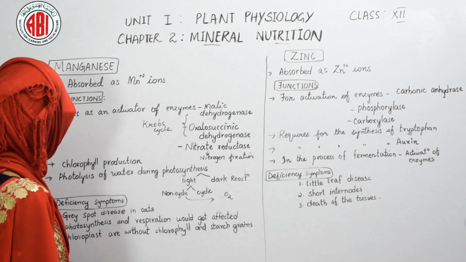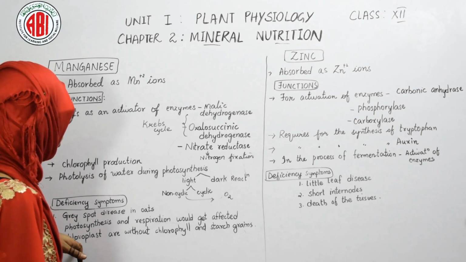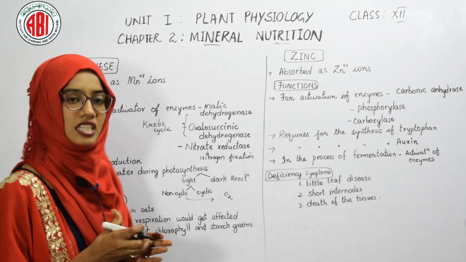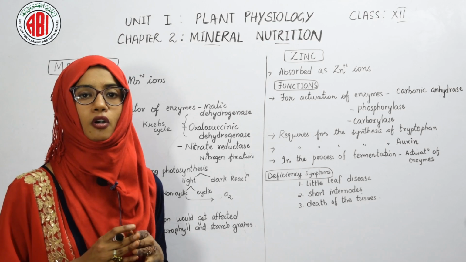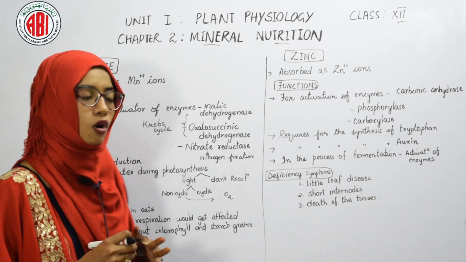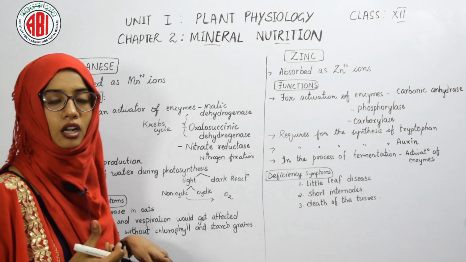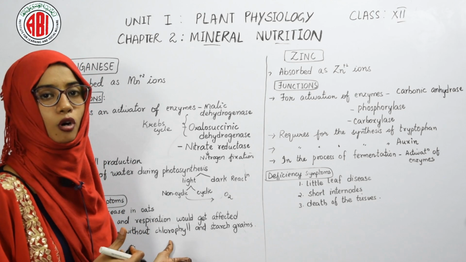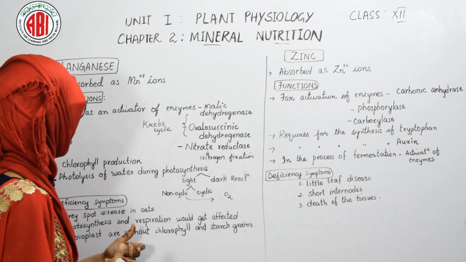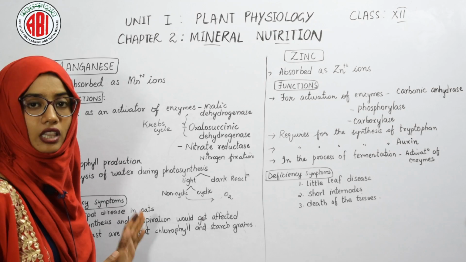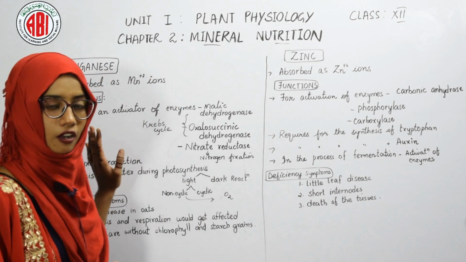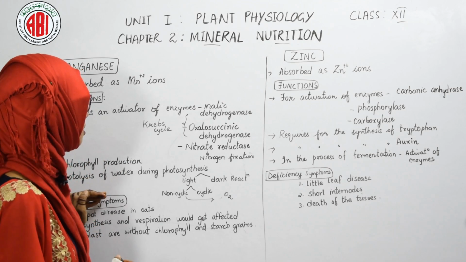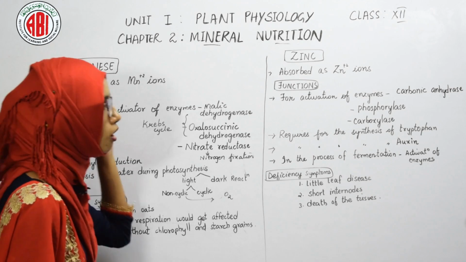And due to the absence of manganese ions, chloroplast is present without chlorophyll and starch grains. Because chlorophyll production will be less, the chloroplast, which is an organelle in which this chlorophyll molecule is present, will also get affected, and it is present without chlorophyll and without starch grains. So these are certain functions and deficiency symptoms that can be seen in case of manganese.